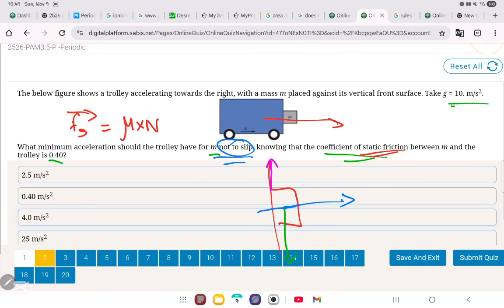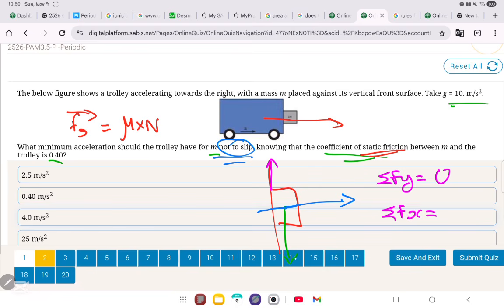We can directly state that sigma Fy, meaning the sum of the forces up and the forces down on the y-axis, is equal to 0. They literally cancel out, so it will not move up, it will not move down, it will stay in the place that it is, so it will not slip. However, the sigma Fx is different.